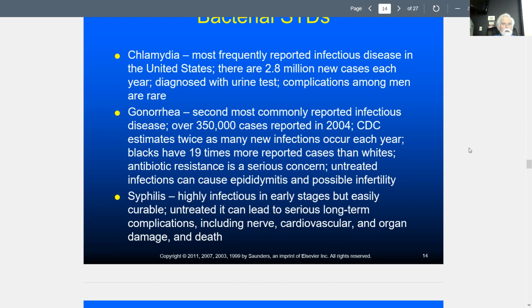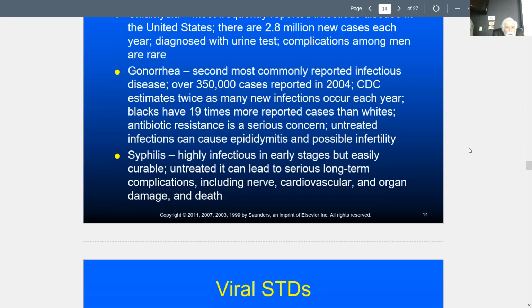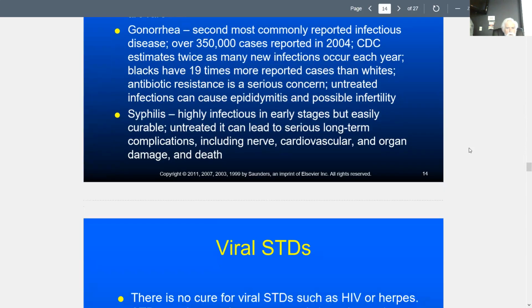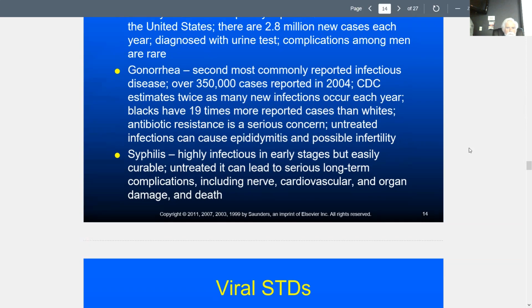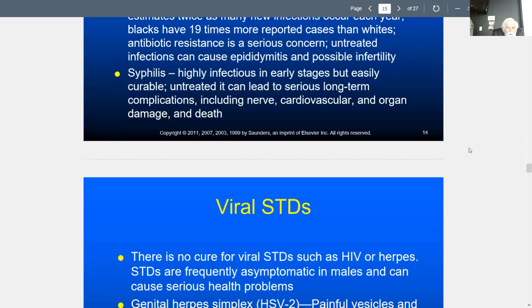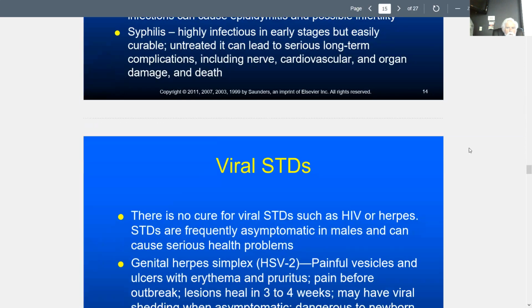statistics here. Chlamydia is the most frequently reported STD. Gonorrhea is the second most reported. 350,000 cases in 2004, and it's just gone up all the time. Syphilis, we have very good treatments for syphilis. We don't follow them, however, they can be deadly.